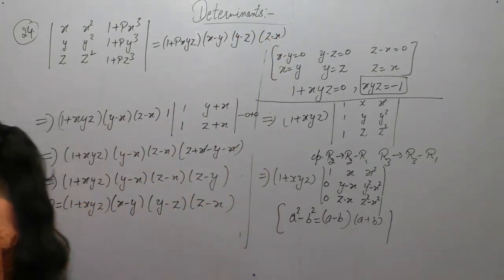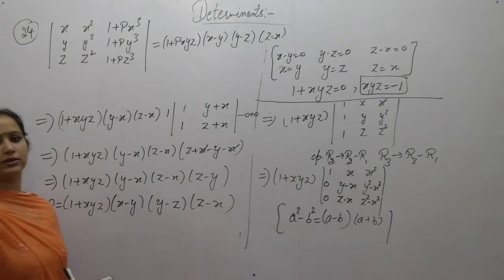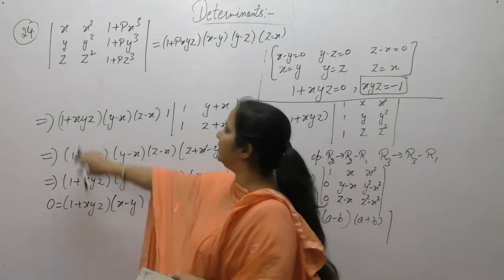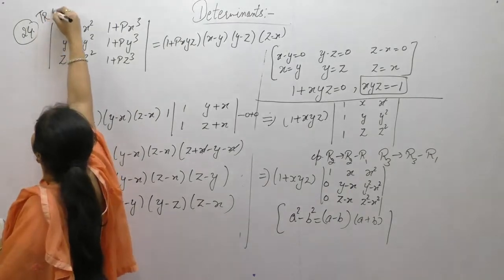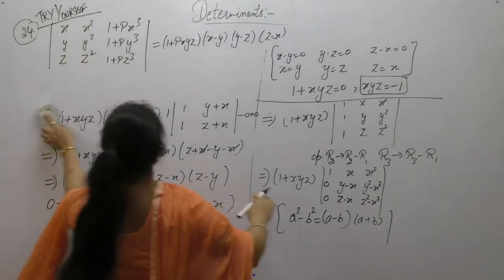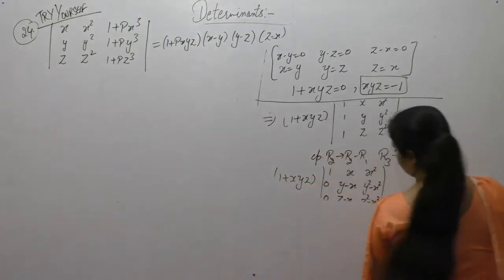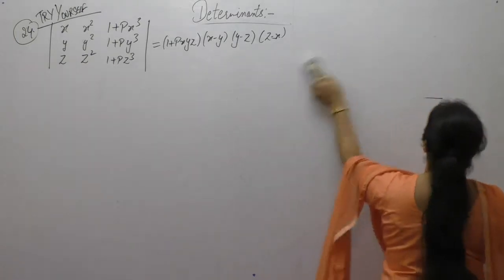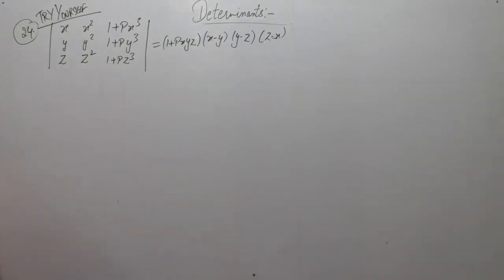Now the next question is, for any scalar p, prove that this determinant is equal to this. This is the same as the previous question. Only instead of xyz, we get here p into xyz. So you can try it by yourself. Now the next one is question number 25. Note this statement.